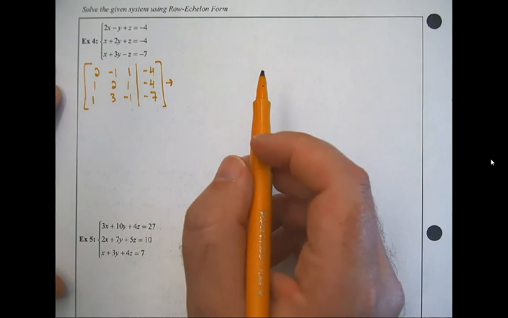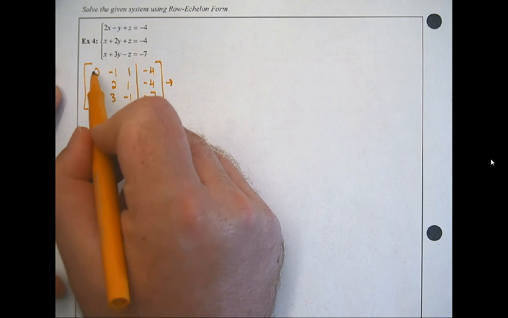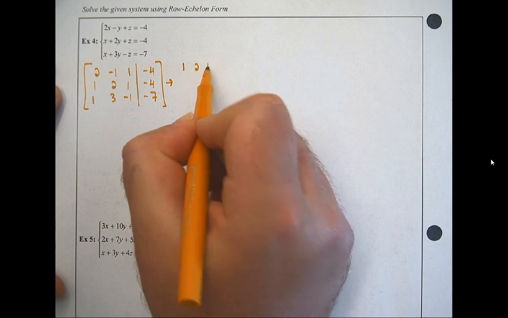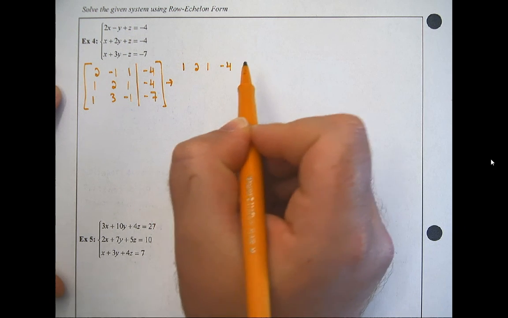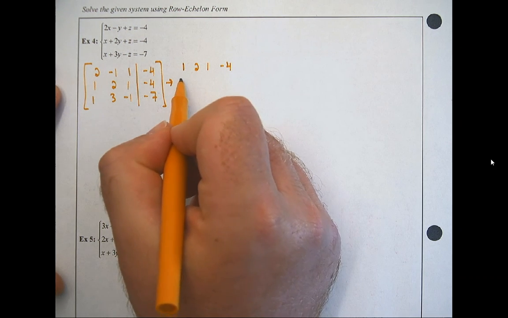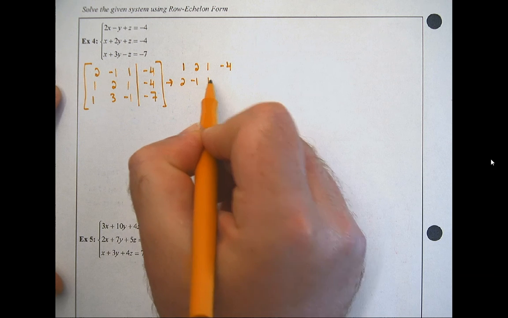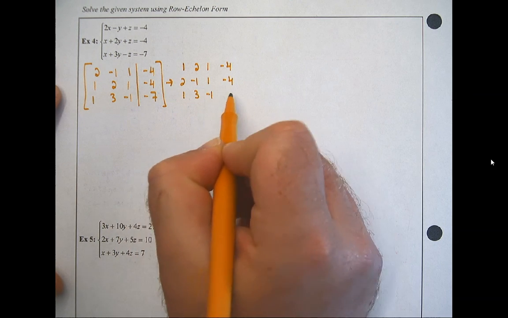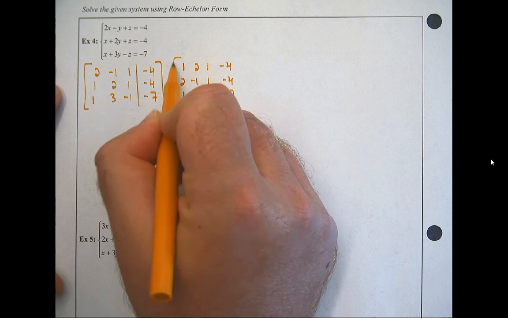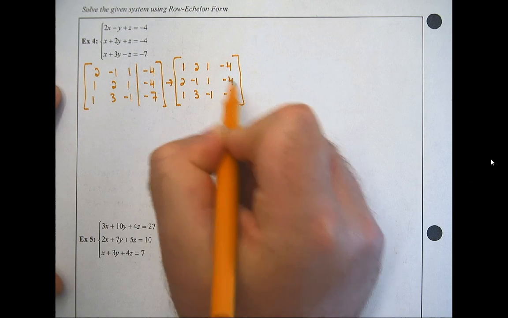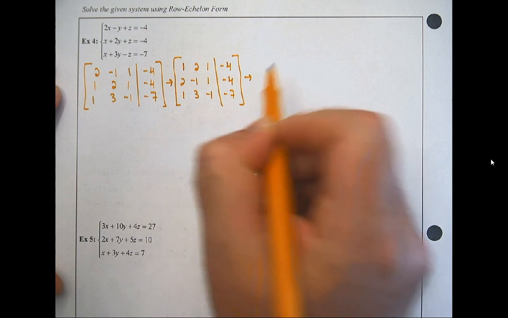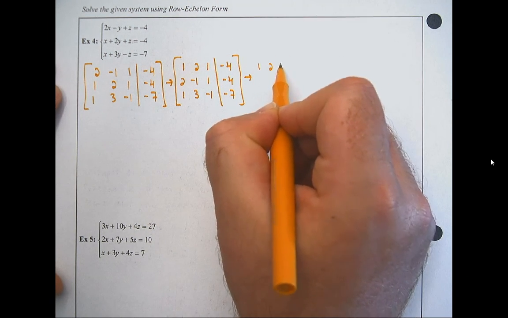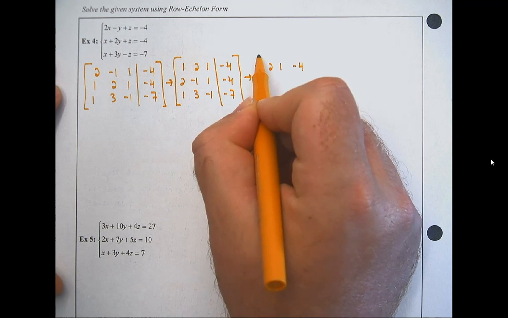So I'm going to take row 1 and row 2, and I'm going to trade them. 1, 2, 1, -4. 2, -1, 1, -4, and 1, 3, -1, -7. Okay, now are we happy with row 1? Yes. So I'm going to continue row 1, 1, 2, 1, -4, into my new matrix.